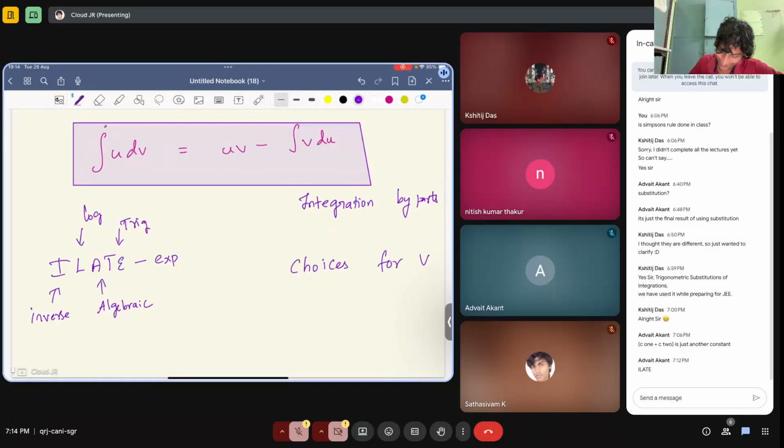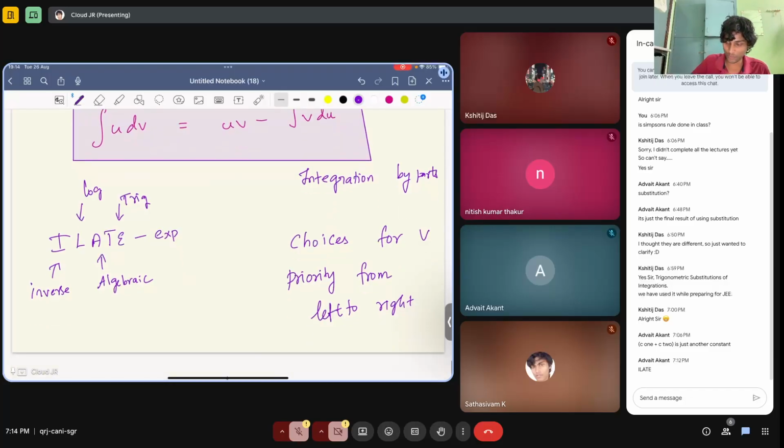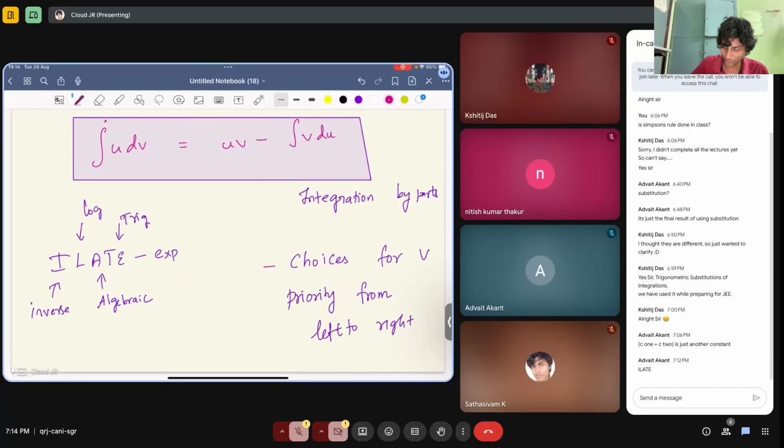Choices for v and a priority from, okay, left to right. Okay. I mean, I don't remember it, but you can verify it. So just verify with your school teacher or something. I don't know with whom you verify, but yeah, you can verify.